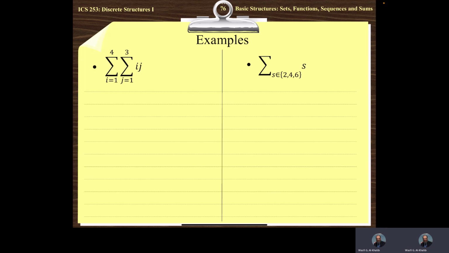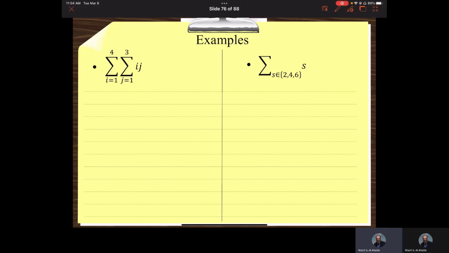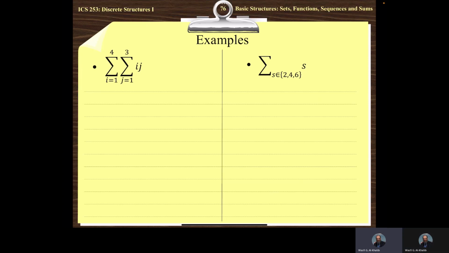sequences and summations. Okay, now how do we evaluate summations? Well, first of all, let's look at the summation on the right, which is kind of easy. What is the summation on the right? What do you think, guys? Yes, this is 2 plus 4 plus 6. This is 2 plus 4 plus 6, right?